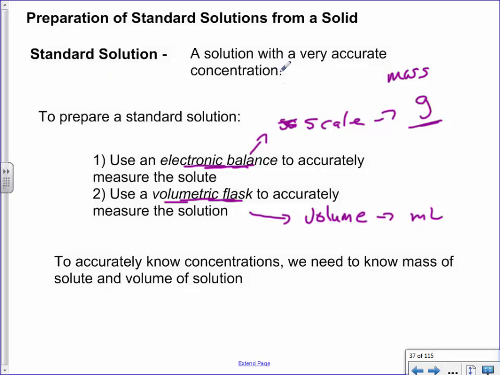By the way, if we find a solution and we know its concentration, we have a name for it. We call it a standard solution. So if we know its concentration because we made it, we were very accurate with our measurements. Accurate meaning correct. That's the name for it.